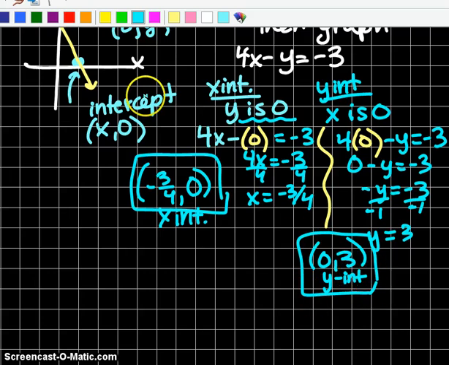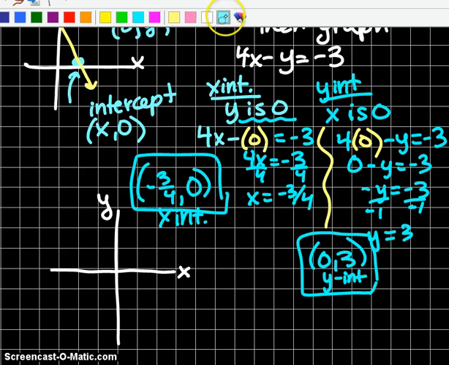Feel free to pause and write stuff down if you need to. Last but not least, we're going to graph it. So when you graph these, it's easy. You just got to remember to put the correct point on the correct axis. So my x-intercept is -3/4, 0. Just do the best to plot it on -3/4. And then 0, 3 is my y-intercept.